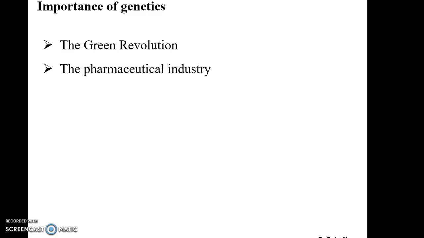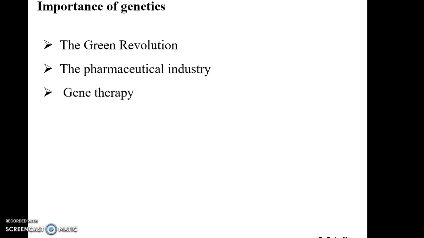Biotechnology also employs molecular genetics techniques to develop and produce different substances which are of very important commercial value. Growth hormones, insulin, and clotting factors are now produced commercially by genetically engineered bacteria, and that is also possible because of the understanding of genetics.